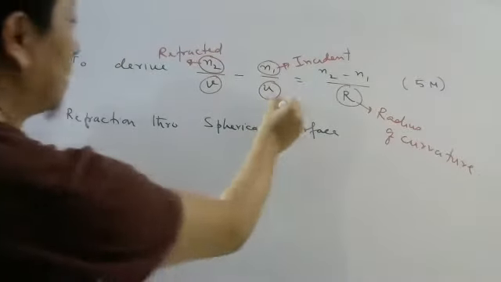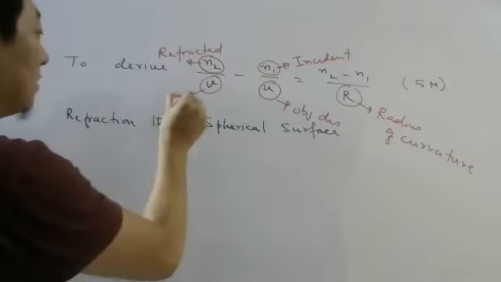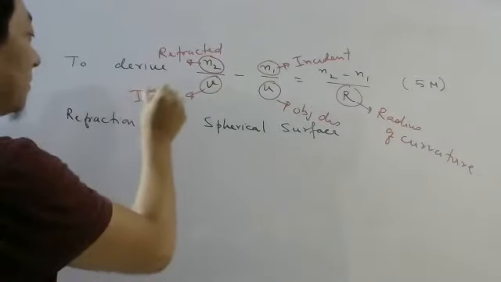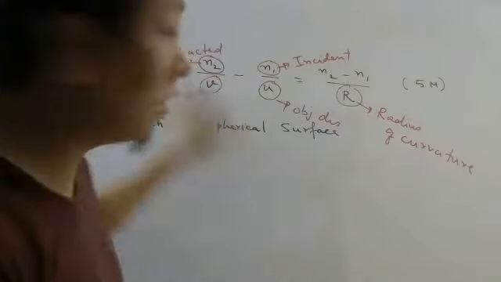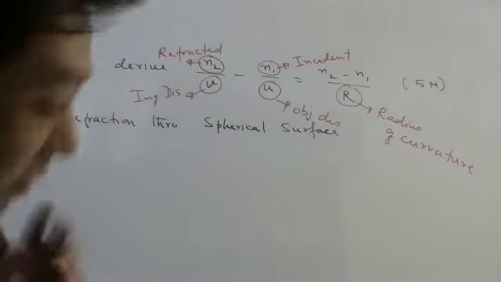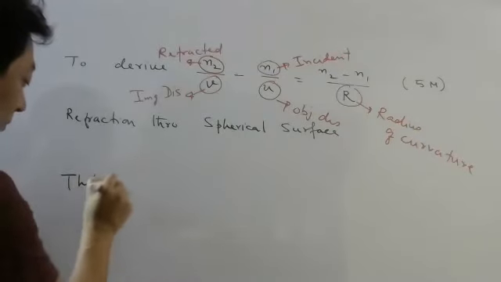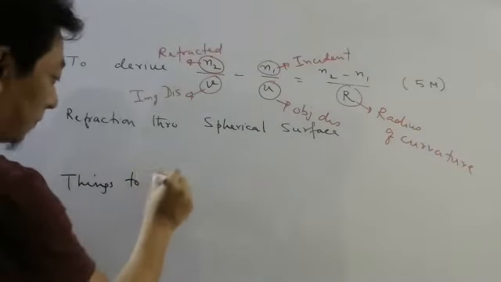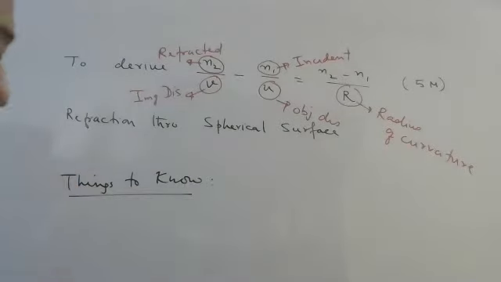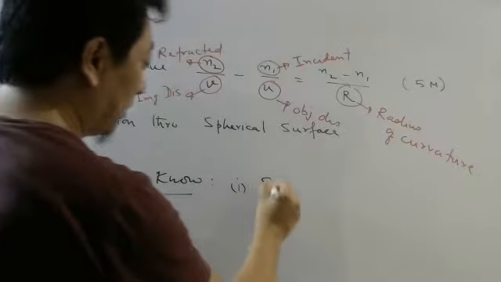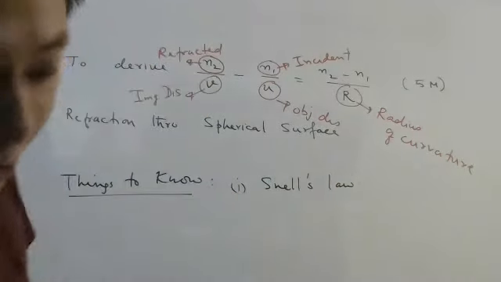U is the object distance, and V is the image distance. So we need to derive formula between all these quantities for 5 marks. Now, what are the things we should know? Things to know. Okay, the first thing you should know is something called Snell's law, right? So Snell's law, all of you remember, last class already I have explained.